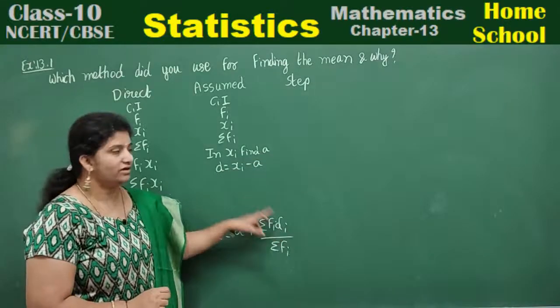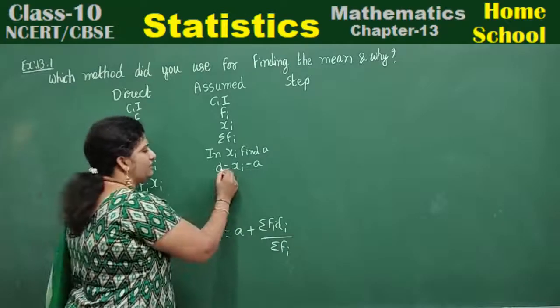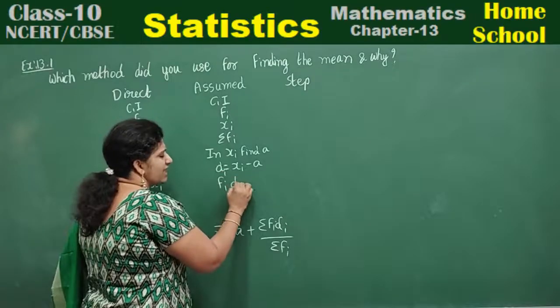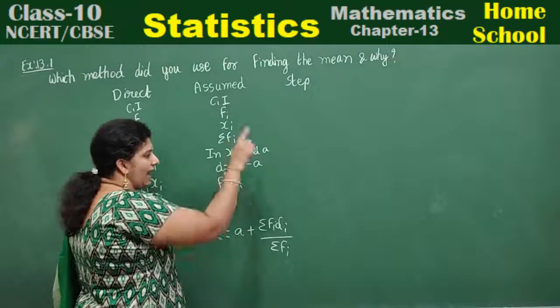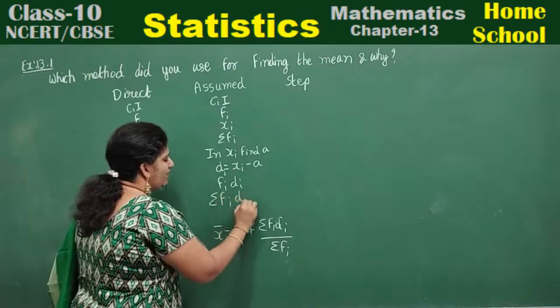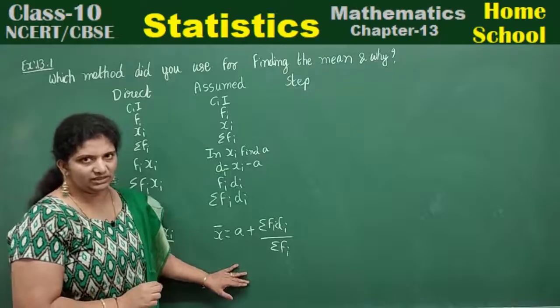Next, what do we need? fi di. Di means the deviation xi minus A. Next, multiply frequency and deviation. Now add that column. What did you get? Summation fi di. Apply it in the formula, and your method will be completed.